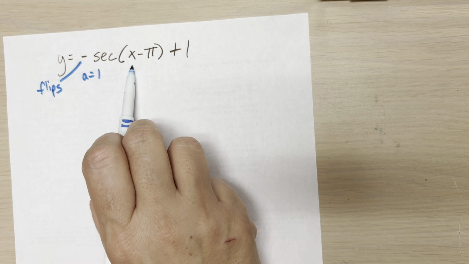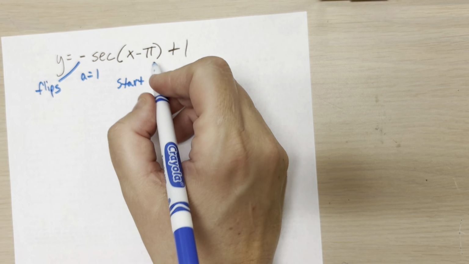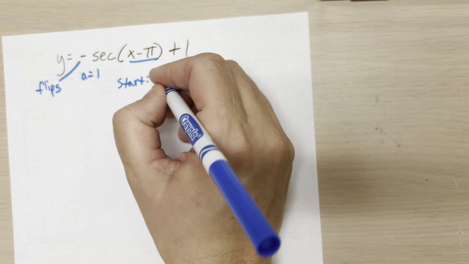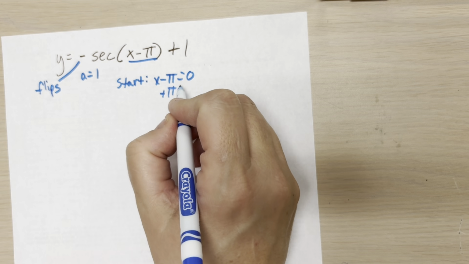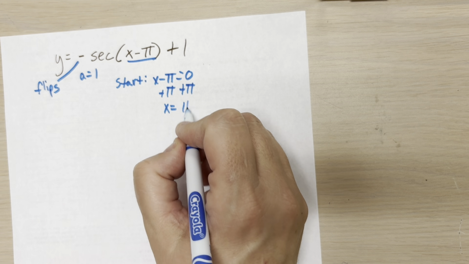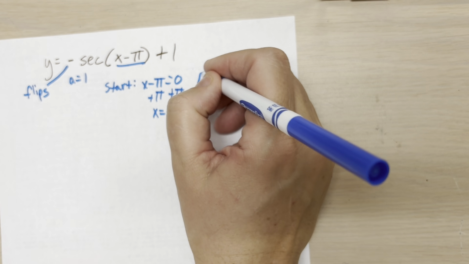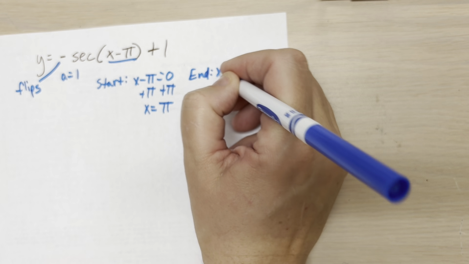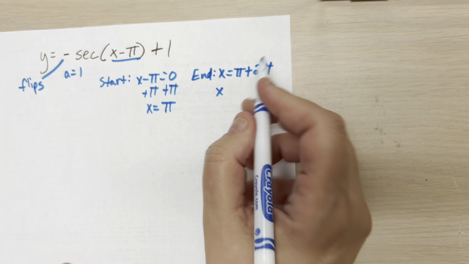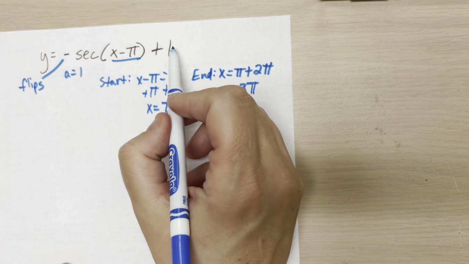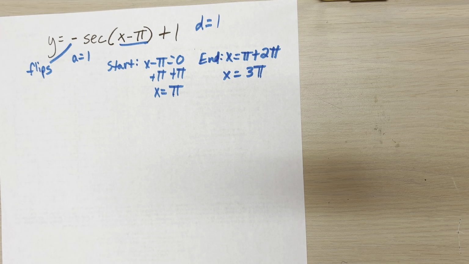Okay, this one's got a phase shift. So remember how we used to do this with the sine and cosine graphs. We're going to take whatever is in here and set it to 0. That's our usual start point. So after we add the pi on both sides, we know that this graph is going to start at pi. All right, the b value is 1, so the period is still 2 pi. That means this thing is going to end at pi plus 2 pi, or 3 pi. This one at the end, remember, is a vertical shift. So there's a lot of things going on in this function.